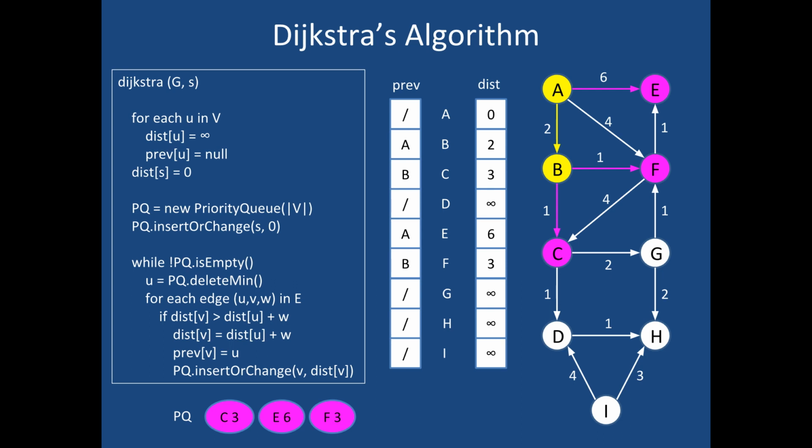And furthermore, look down in the queue. F did have a weight of 4. Now it has a weight of 3. So we updated the thing on the queue. So the weights can change in the queue. They just don't change once you're out of the queue. So that's all the edges out of B.